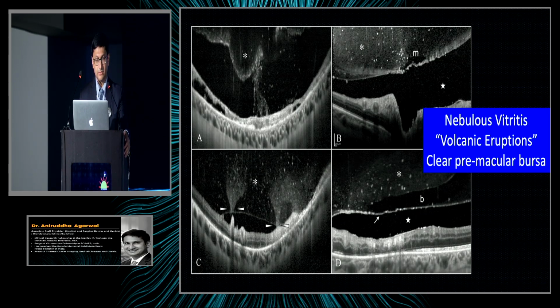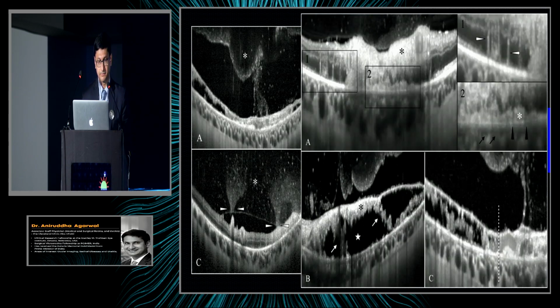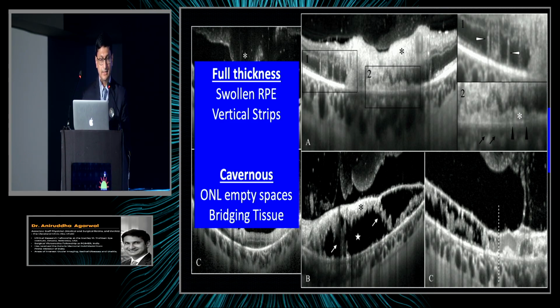You would also have a clear premacular bursa. So usually there is a clear area between the vitreous and the involved retina. So in patients with CMV retinitis, you could have a full thickness pattern like the ones shown above. These full thickness patterns are the ones where you have a swollen RPE, and if you magnify the OCT, you realize that you have these vertical strips. They're running vertically from the RPE to the inner retina. And it is presumed that these vertical strips are the path of the viral activity. Probably the active virus is using these pathways to enter into the inner retina.